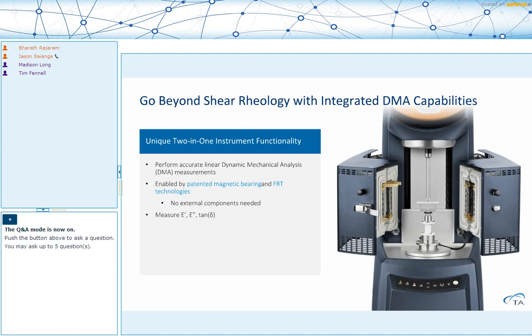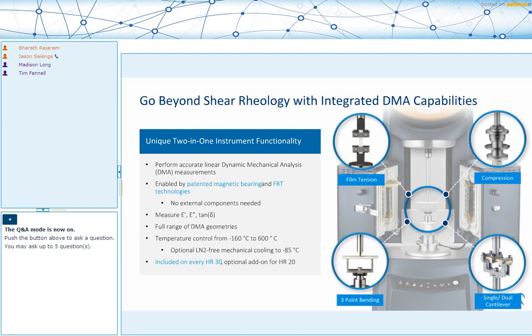And this capability allows you to measure the storage and loss modulus, E prime and E double prime, and tan delta. And we've seen some of the advantages of measuring those. The reason we call them E prime and E double prime is because we are now making measurements under tensile deformation, compressive deformation, or bending deformation with 3-point bending or single or dual cantilever geometries. So it's compatible with a full range of DMA geometries.